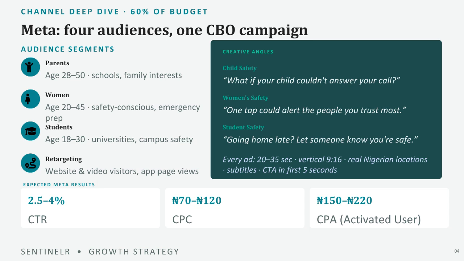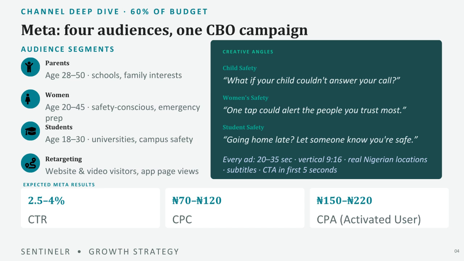The creative angles are going to be child safety for parents: what if your child couldn't answer your call? The women creative would be: one tap could alert the people you trust. And the student safety will be: going home late, let someone know you are safe. Every ad will last between 20 to 35 seconds. Vertical reels, real Nigerian locations with subtitles, and a strong call to action in the first 5 seconds.